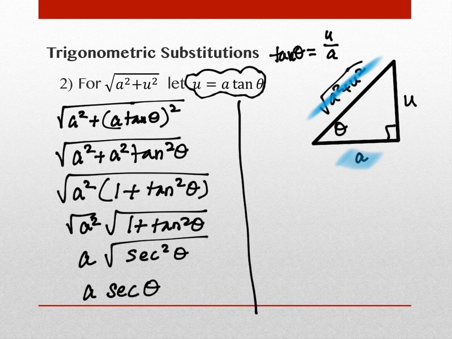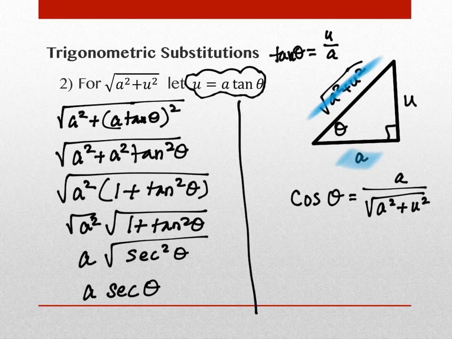Don't overthink this. What's the relationship between these two sides of the triangle? It's cosine, right? Adjacent and hypotenuse. This is cosine. Cosine of theta is adjacent, which is a, over the hypotenuse, which is square root of a squared plus u squared.